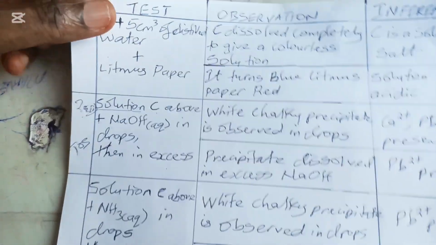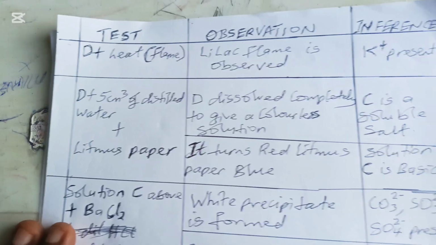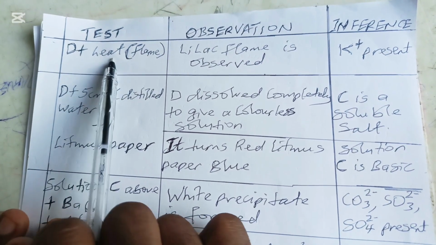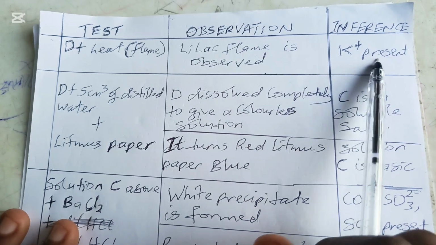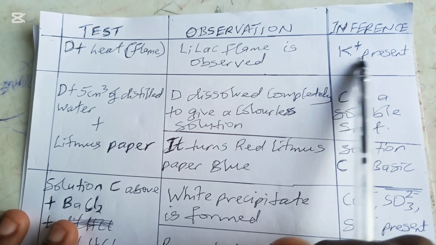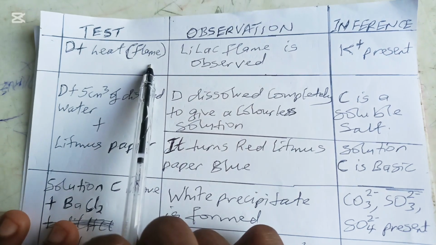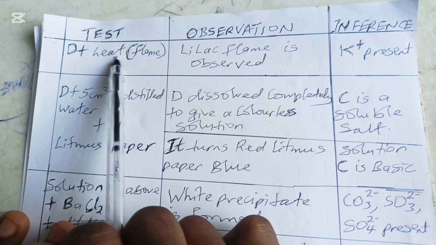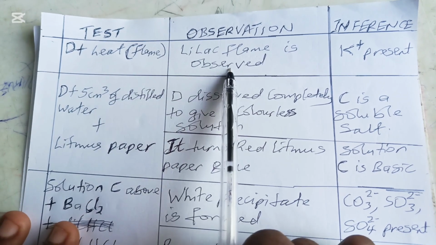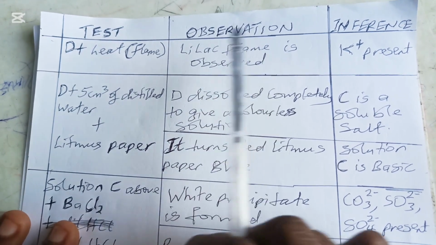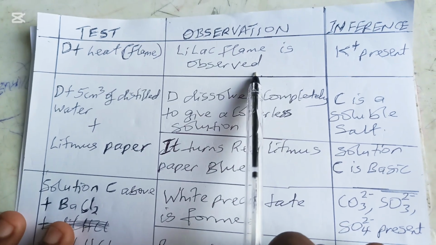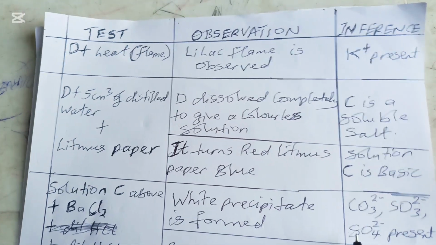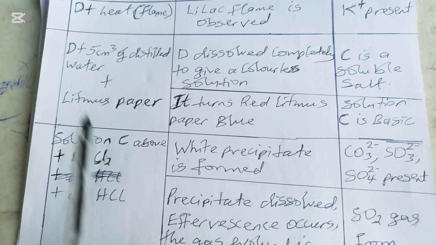So let's go to D now. Let's move over to D. Now, look at our D over here. They can tell you to heat D directly, because we can only test for potassium through the flame test. So D plus flame. D is put in the flame, not just D alone, please. Lilac color of the flame is observed. When you see lilac color, K plus is present. That's the only way we can test for potassium. All right? So let's go on.